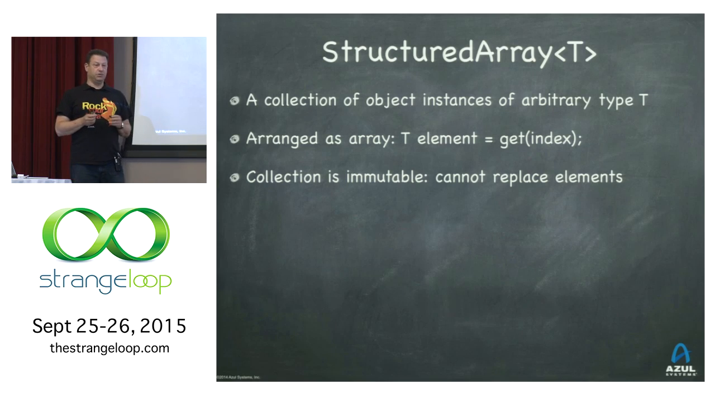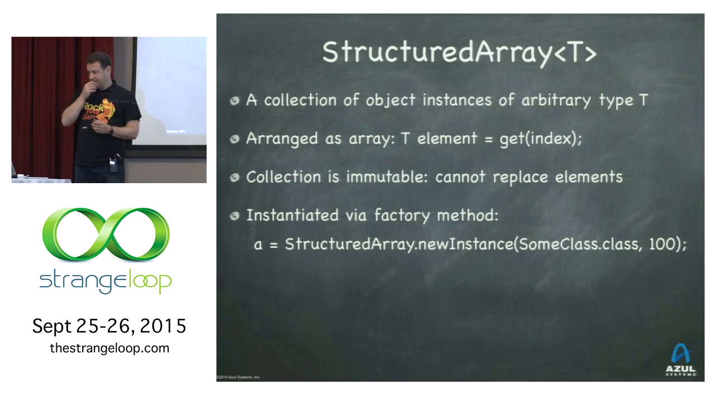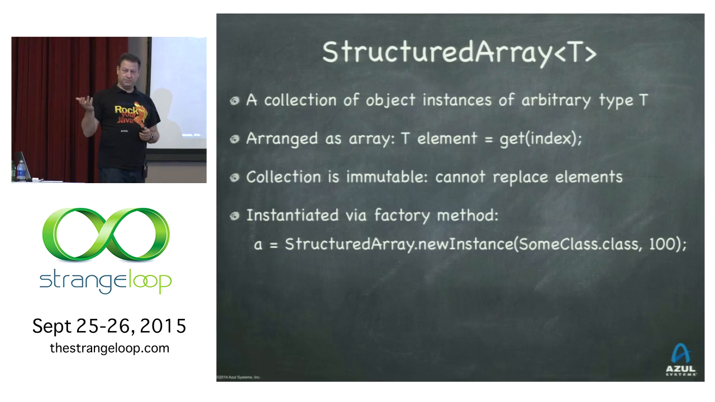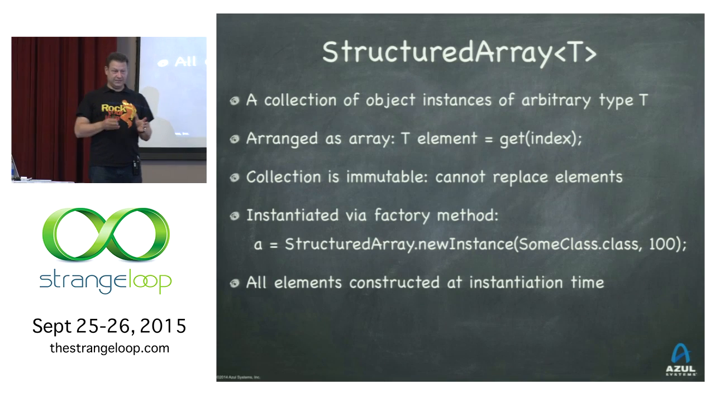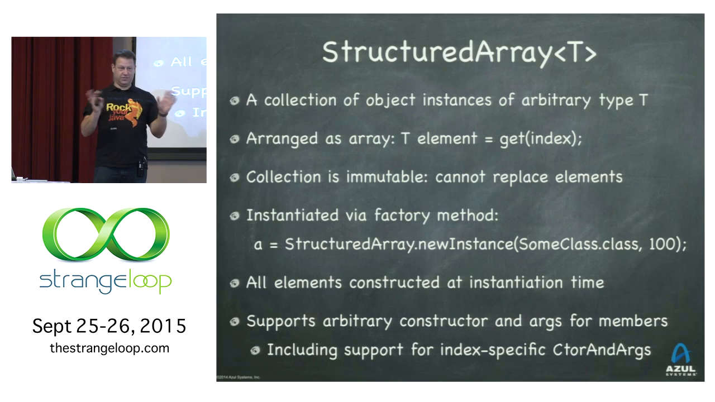The collection is immutable. You can't put in it. It's got a get, right? And you can't replace elements, right? And you instantiate it with a factory. So when you make it, the collection and everything in it was made like that. That's kind of a requirement if it's immutable. It's hard to do it other ways. And then all elements are constructed at instantiation time, and you can't touch them later.